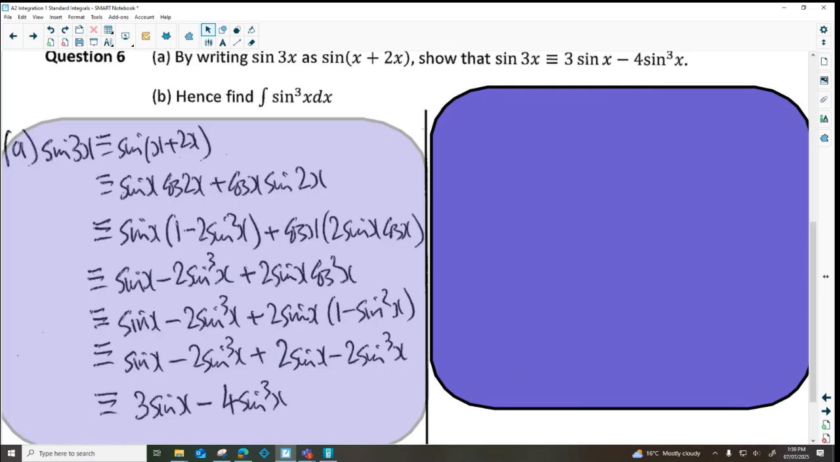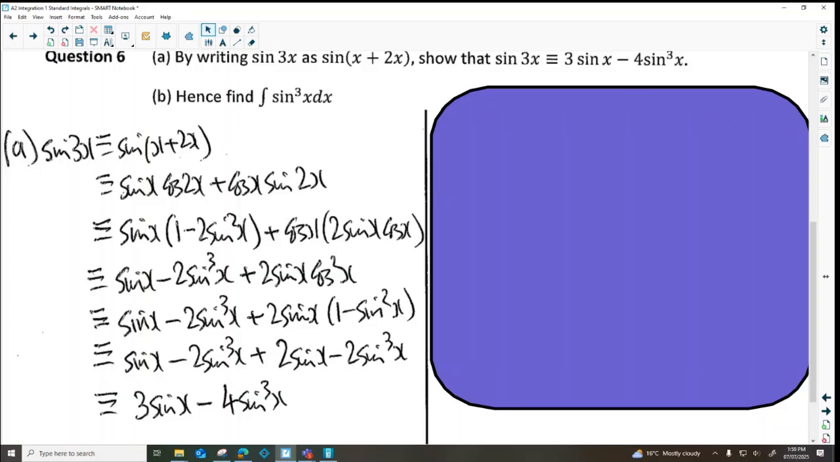Okay, so here's the first part of this. This is a trig identity problem. So sine 3x is sine of x plus 2x. That's what we're asked to do. Now this has the form sine a plus b. So if you use your sine a plus b identity, which is on the formula sheet, sine a plus b is sine a cos b add cos a sine b, this becomes sine x cos 2x plus cos x sine 2x. You get a mark for doing that.